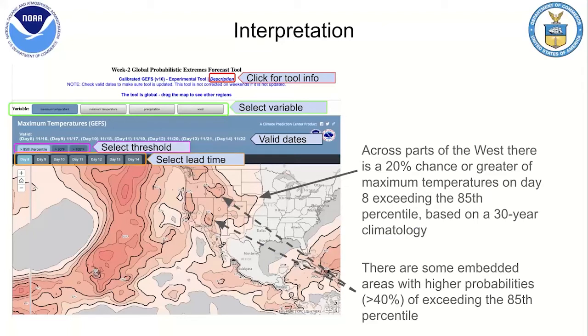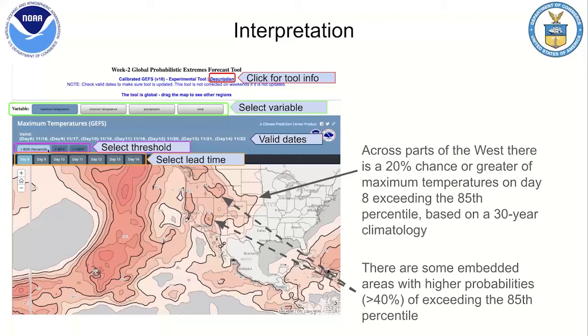A little bit about the interpretation. So for an example, for the screenshot I have here, across the West, you can see this heavier border contour here. So areas enclosed in that, there is at least a 20% chance of maximum temperatures exceeding the 85th percentile on day 8.